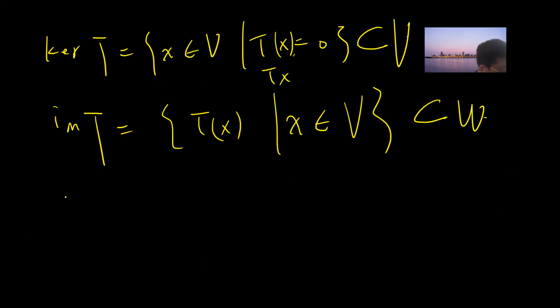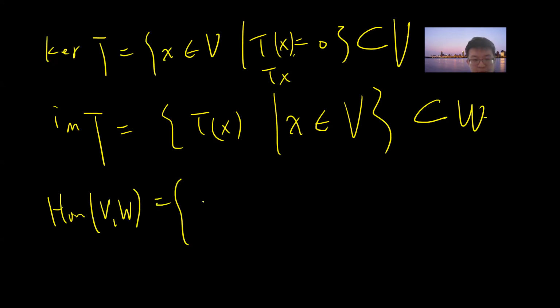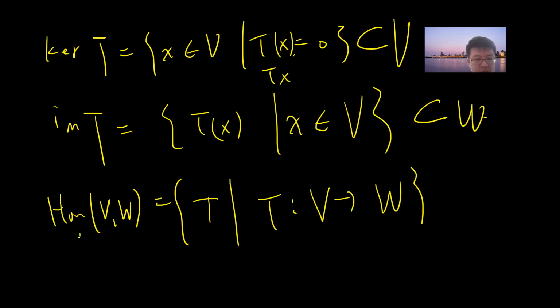And then you can also define Hom. Hom(V, W) is the set of all linear transformations from V to W, the whole collection being called homomorphisms. But sometimes people like to talk about Hom(V, W), which means all the linear transformations from V to W.